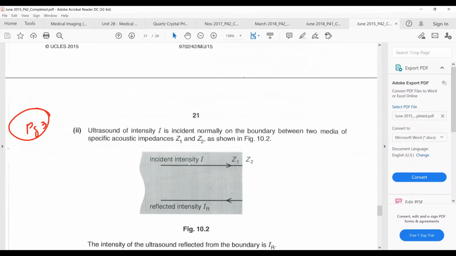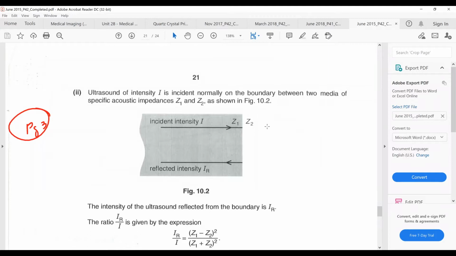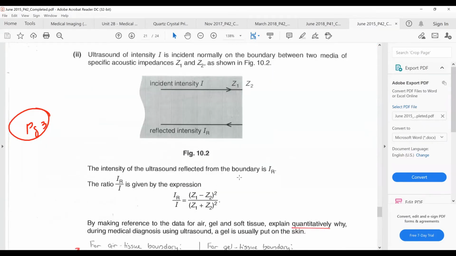Now, ultrasound of intensity I is incident normally on the boundary between two media of specific acoustic impedances Z1 and Z2, as shown in figure 10.2. There's actually two mediums here. This is medium 1, this is medium 2. You see there's Z1, Z2 here. They tell you the intensity of the ultrasound reflected from the boundary is IR, which is given by this expression. By making reference to data for air, gel, and soft tissue, explain quantitatively why during medical diagnosis using ultrasound, a gel is usually put on the skin.